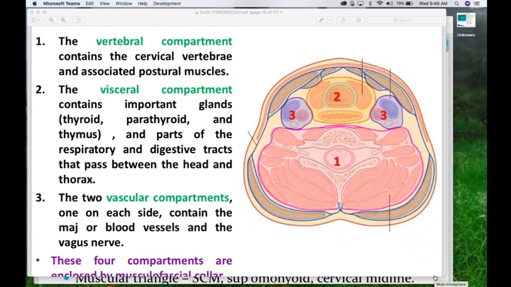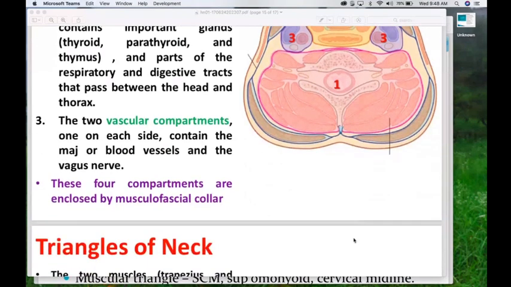So the vertebral component of the neck contains the cervical vertebrae and associated postural muscles, and the visceral component contains important glands: thyroid, parathyroid, and thymus, and part of the respiratory and digestive tracts that pass between the head and thorax. The two vascular components, one on each side, contain the major blood vessels and the vagus nerve. These four components are enclosed by fascia.